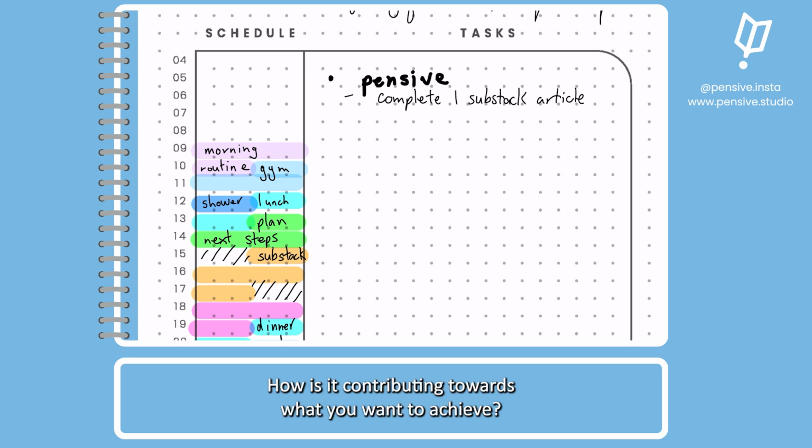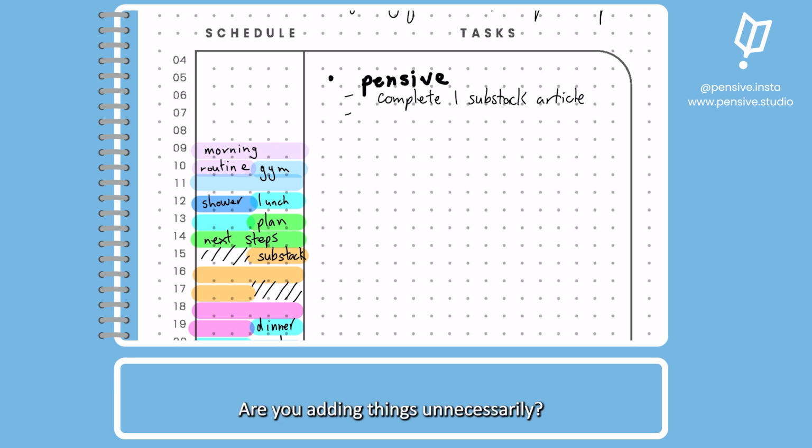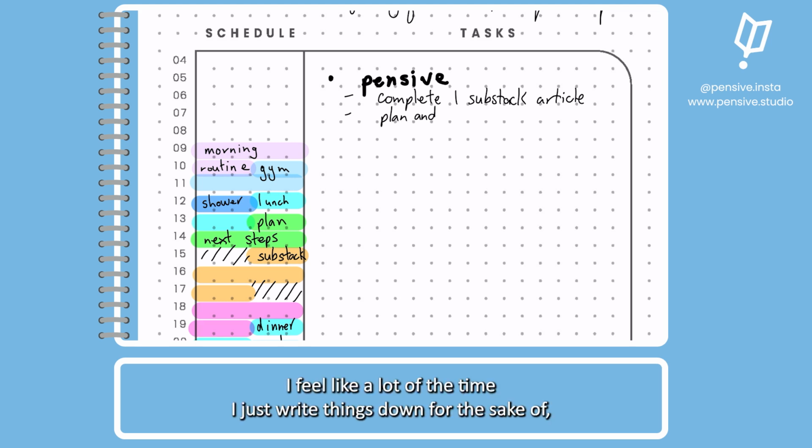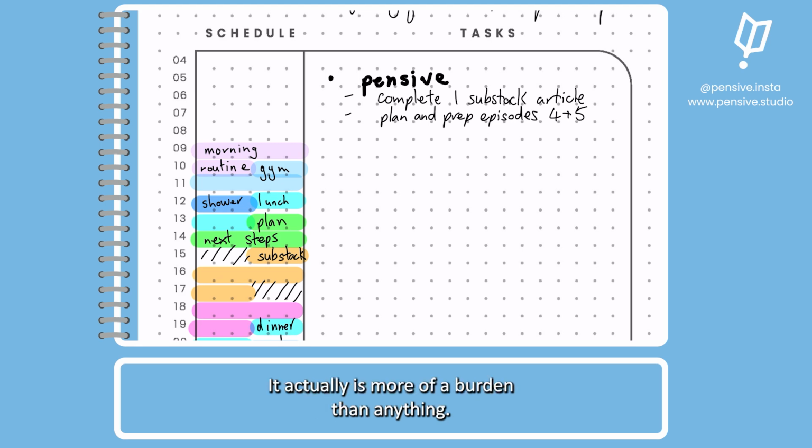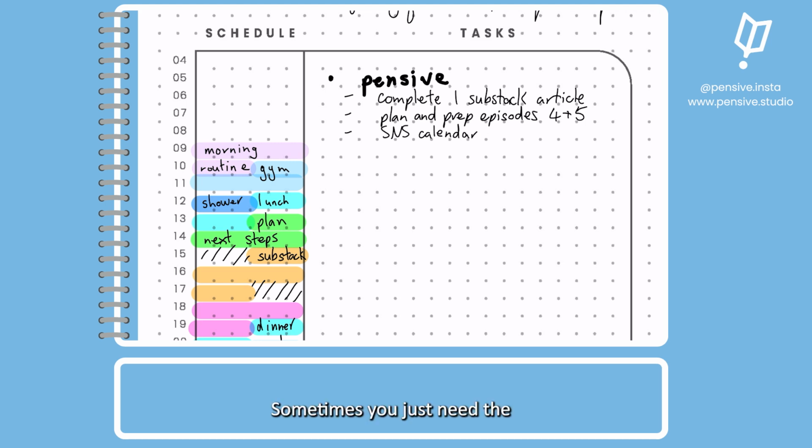How is it contributing towards what you want to achieve? Does it even matter? Are you adding things unnecessarily? A lot of the time I just write things down for the sake of, oh, I need to do this, and then I do it and it doesn't add anything. It actually is more of a burden than anything. So sometimes you just need the bird's eye view of what you're doing.